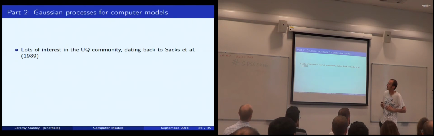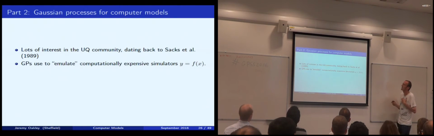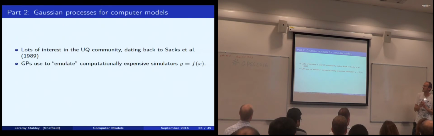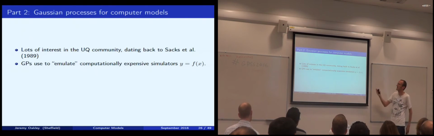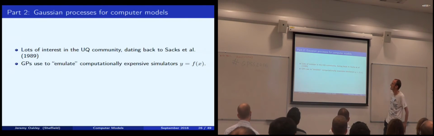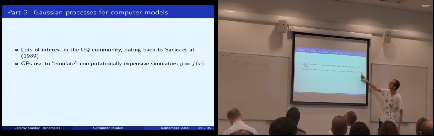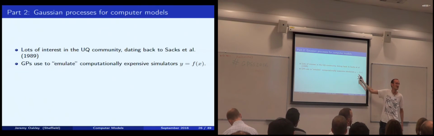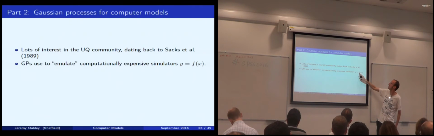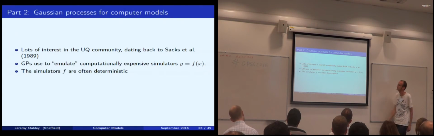That's the first one I'm aware of anyway. And the main use of a Gaussian process is to what we call emulate, and I'll explain what that word means a bit later on. But for the moment, we've got a computationally expensive model, so to evaluate this thing at a single X takes a long time. And so perhaps we can use a Gaussian process to speed up that computation by coming up with some sort of approximation of F.